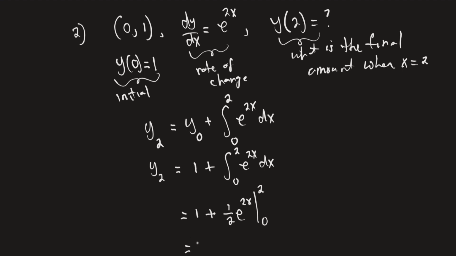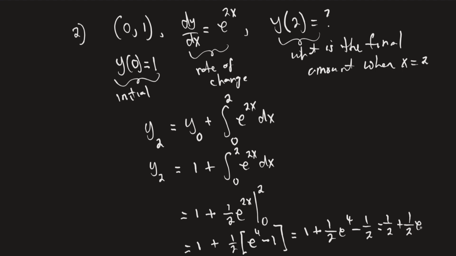And then this would be 1 plus, and then we have 1/2. Plugging in our upper limit gives us e to the 4th. Plug in our lower limit gives us e to the 0, which is 1, and we take the difference. So we have 1 plus 1/2 e to the 4th minus 1/2. So this simplifies as, so we have 1/2 plus 1/2 e to the 4th. So this is the final amount at the end of this interval from 0 to 2, right?